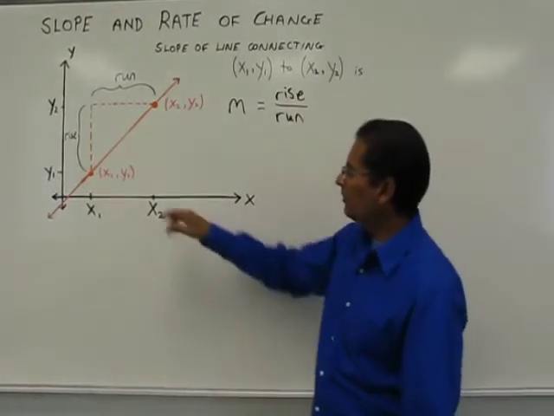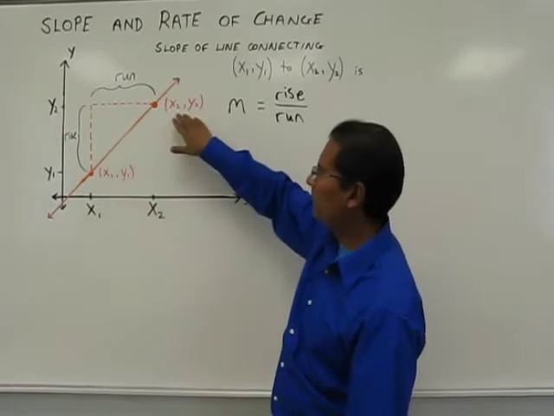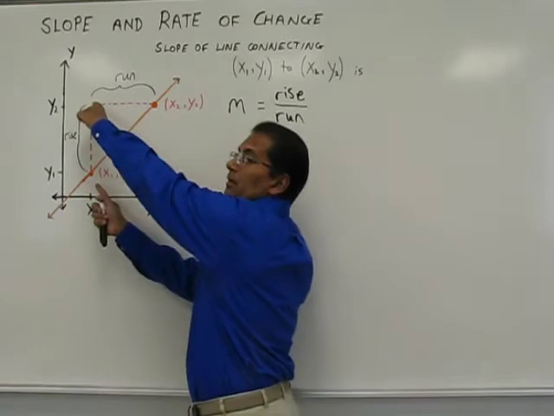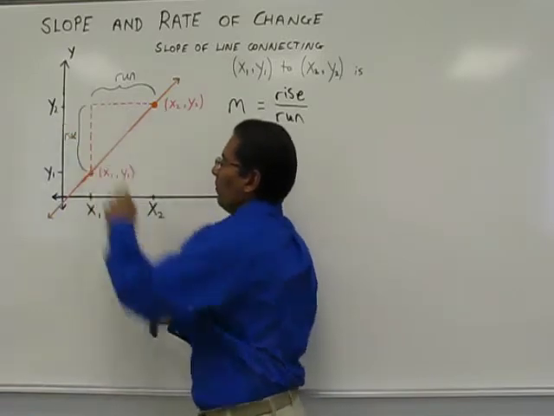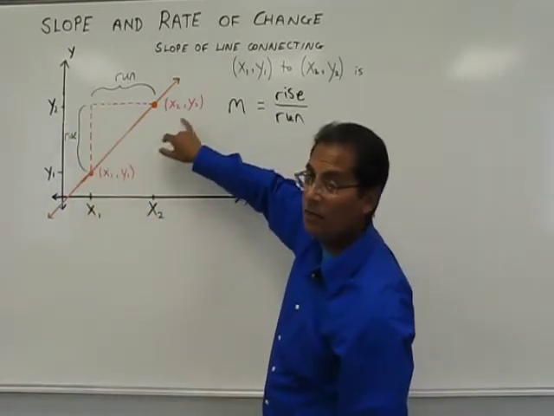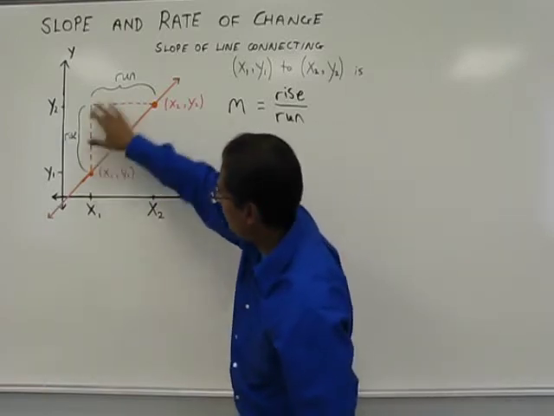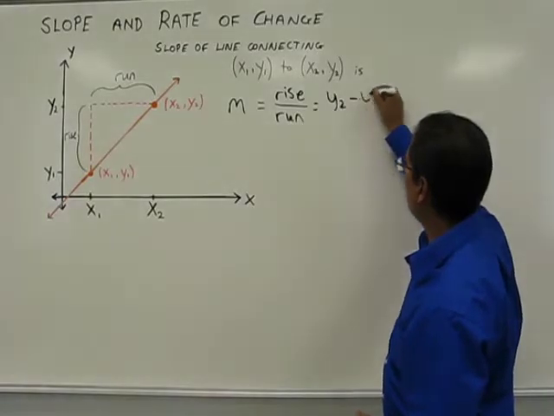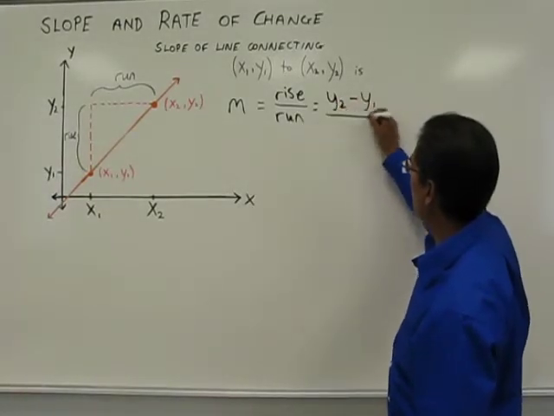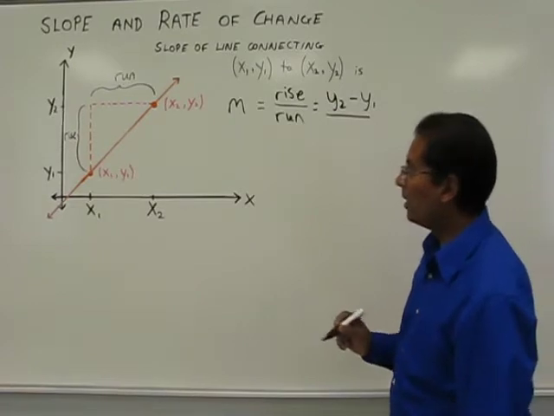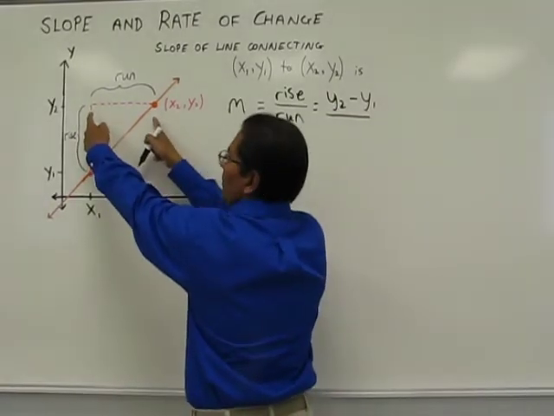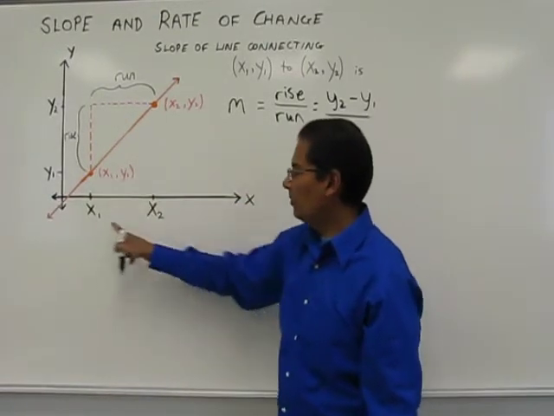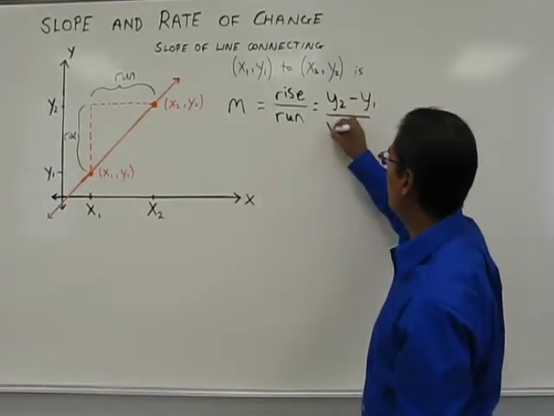But the rise is, if we have 2 points, x1, y1, and another point x2, y2 on this line, the rise is actually the difference in y's. In other words, the rise is going to be y2 minus y1, this distance here. So the rise is going to be y2 minus y1 divided by, similarly the run is going to be the difference in those x values. So that'll be x2 minus x1. x2 minus x1 will be the run.